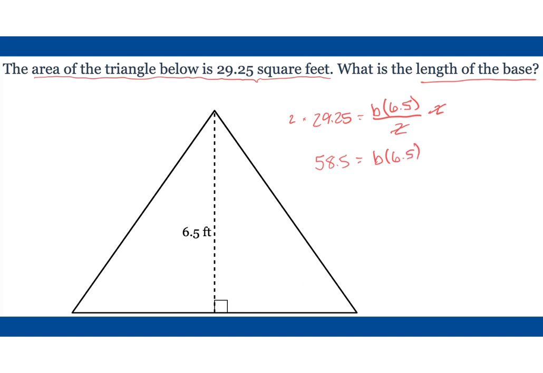From that same unit, we know that the opposite of multiplication is division. So I'm going to divide by 6.5. And if I do it to one side, I've got to do it to the other. So divide by 6.5, which would give me an answer of 9 as my base. And with my units, it'd be 9 feet.